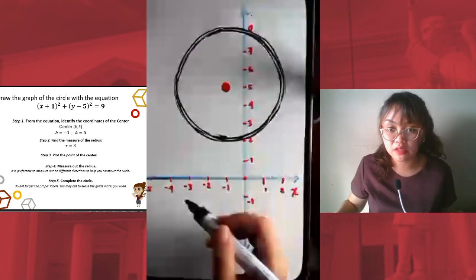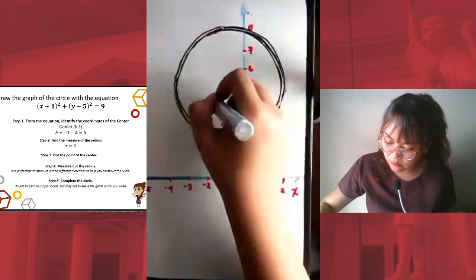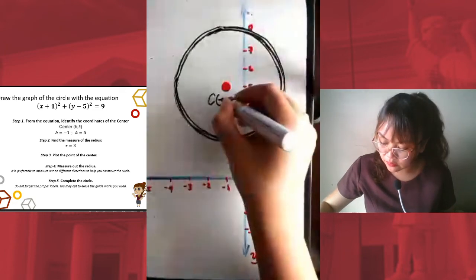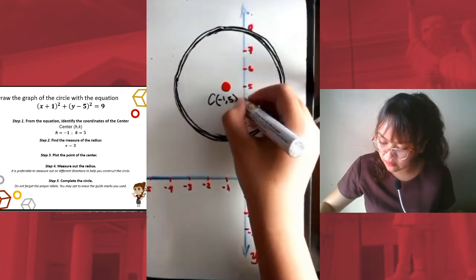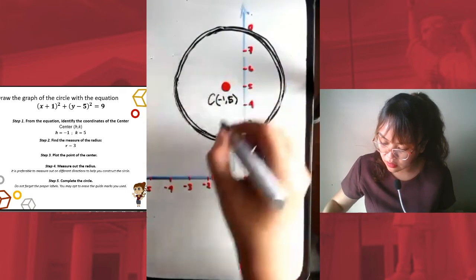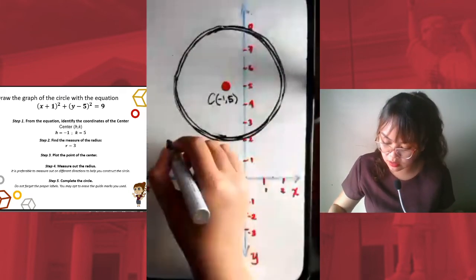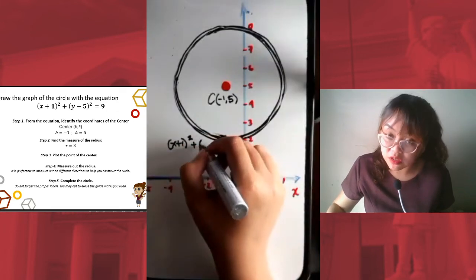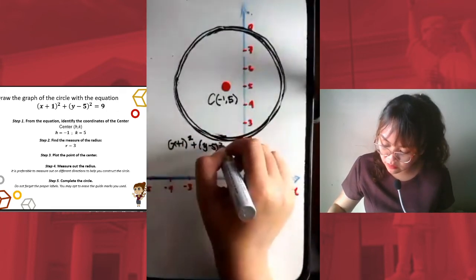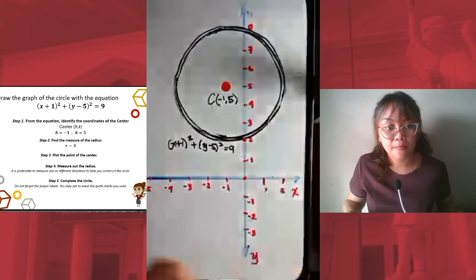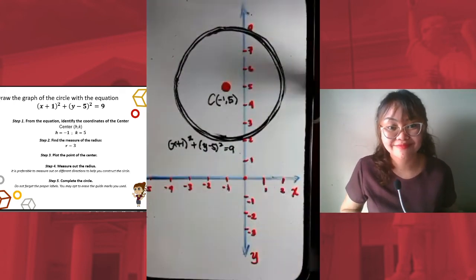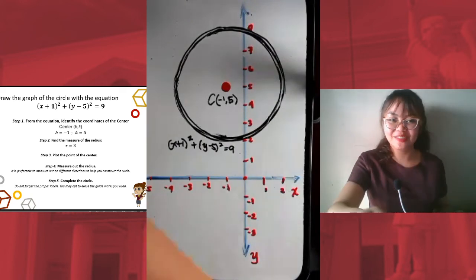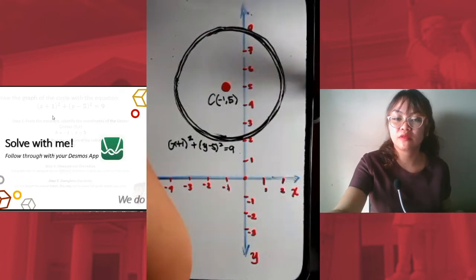So if we would label, this is the center. This is the circle with center at -1, 5. And this circle is (x + 1) squared plus (y - 5) squared equals 9. And this is the graph of the circle. Ta-da! Okay, so that's it for manual.